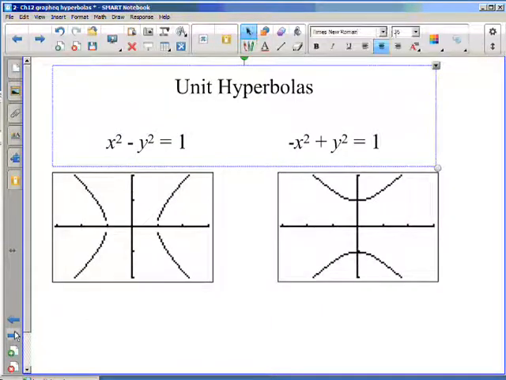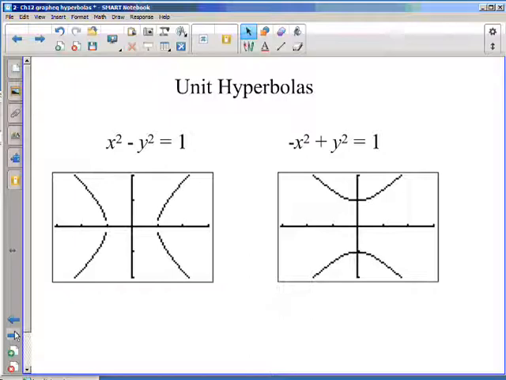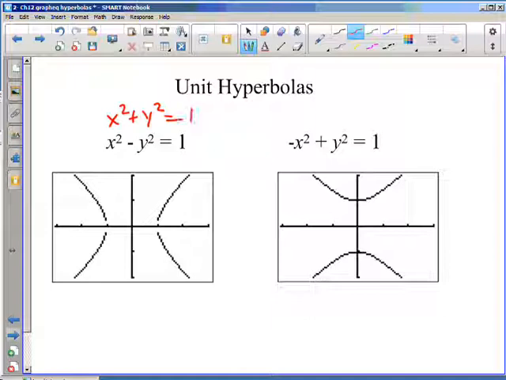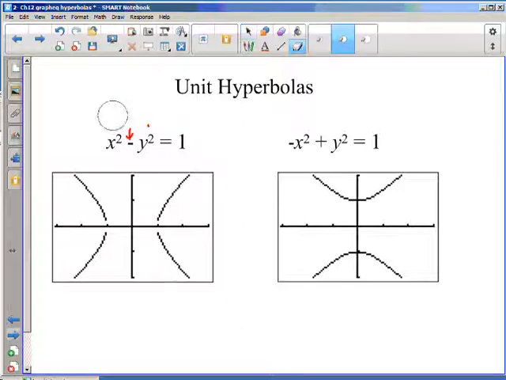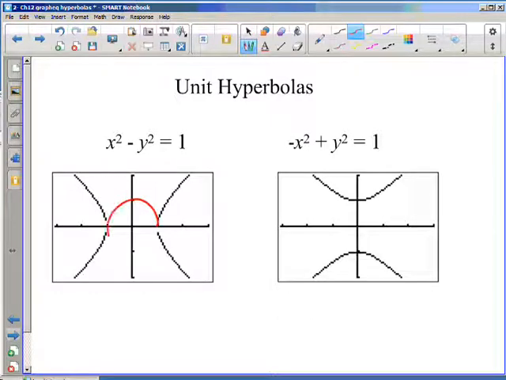Some background information, just the most basic: if you remember the unit circle, you could think of this as the unit hyperbola. If we had x squared plus y squared equals 1, that would be a unit circle. So it's this negative that's messing things up. I tend to think of this as an inside-out circle because of that negative, so that instead of getting a unit circle in here, I get these outside, what they're called branches.